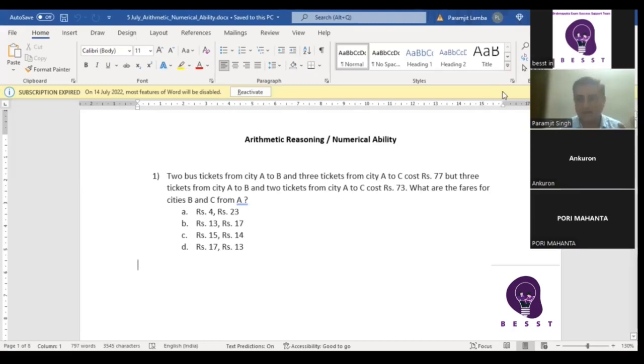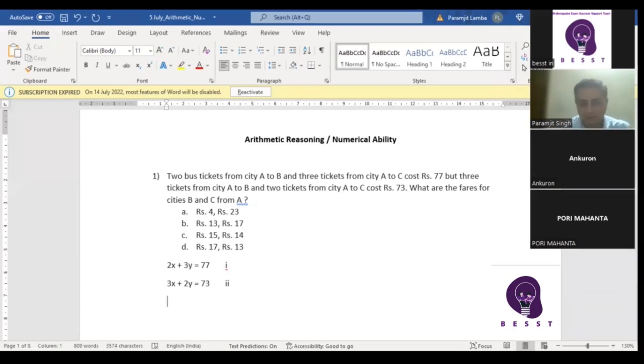I'm using my two hands if you can see. Two tickets from A to B and three tickets from A to C is equal to 77. So 2x plus 3y equal to 77. And 3 tickets from A to B and 2 tickets from A to C is equal to 73. So 3x plus 2y is equal to 73. Assume that the ticket from A to B is x and A to C is y. 2x plus 3y equal to 77, we will call this equation 1. And 3x plus 2y, we will call it equation 2.